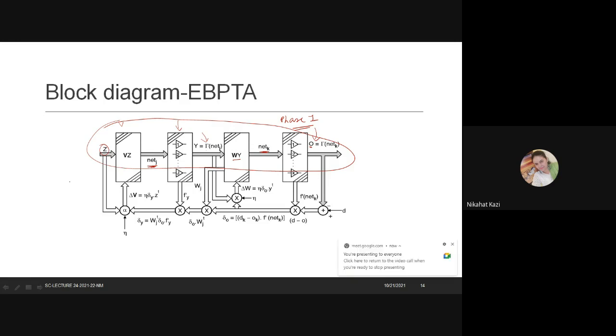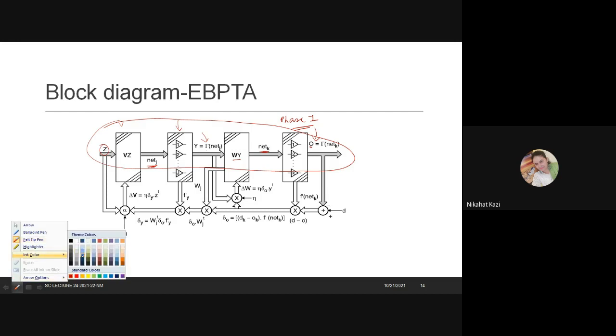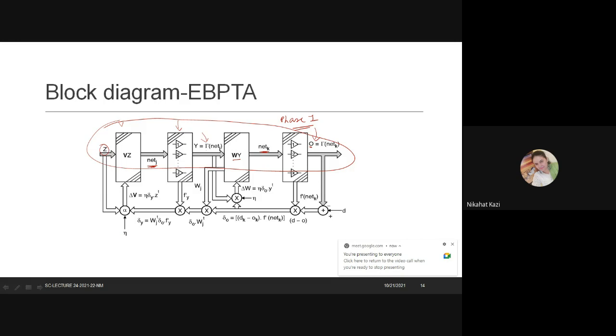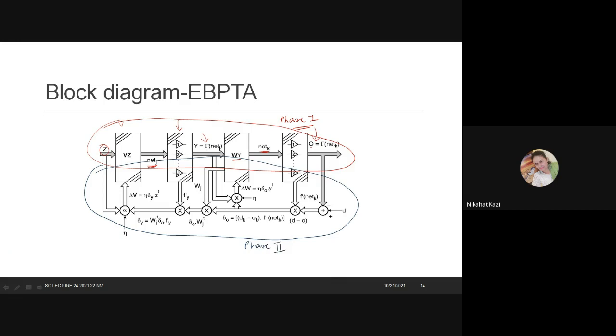Now the second phase that we have is phase 2, that is error calculation, and backpropagate the error. That is what you're going to do. Phase 2 is represented by this lower half, you can see the diagram. In phase 2, whatever equations we have derived so far, we will be using.